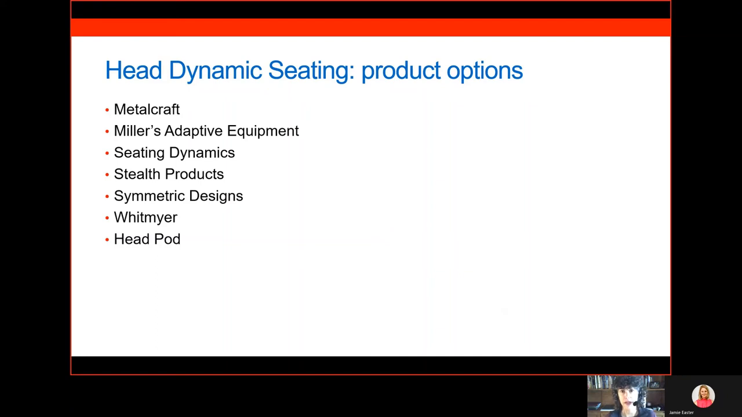So here are all the companies, and there's a lot of them, who make a dynamic seating option at the head. We usually refer to these as dynamic head support hardware because this hardware can be used with a variety of head pads, depending again on an individual need. Sometimes these manufacturers will only be compatible with their own line of head pads. Other manufacturers work with a number of different manufacturers' head pads. So for example, if you're ordering a Stealth Products head support pad, you can use that with dynamic hardware from Stealth. You can also use it with dynamic hardware from some of these other manufacturers, such as Seating Dynamics.